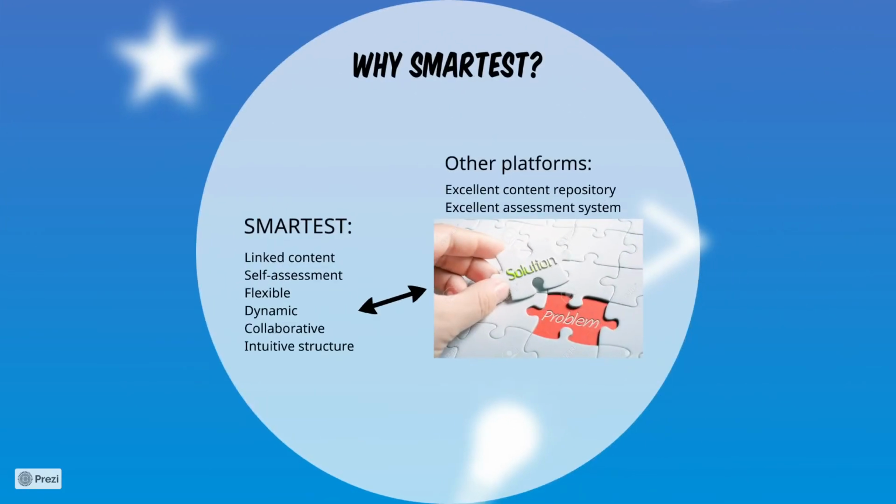So, why Smartest? Well, we see Smartest as a complementary platform to existing solutions. For example, Blackboard, which already makes for an excellent content repository and an assessment system. And we hope that Smartest can fill the gaps by linking content, supporting self-study and self-assessment, and by providing structure to the learning experience while still remaining dynamic. At the core, Smartest will provide a clear and intuitive overview to support the academic process.